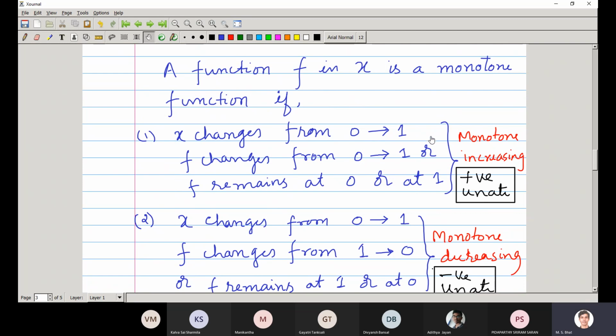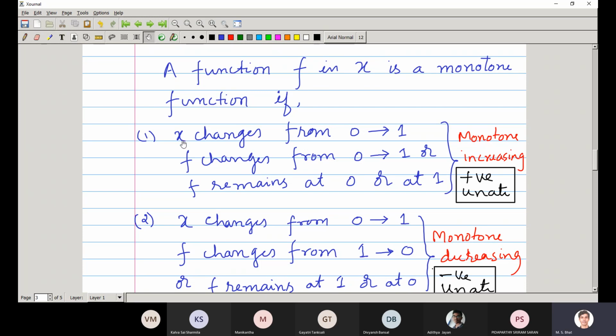X changes from 0 to 1, then if F changes from 0 to 1 or F remains at 0 or at 1, then it is called a monotonically increasing function. F is said to be monotonically increasing.